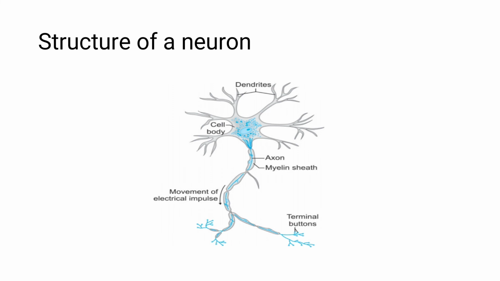Let's see the structure of a neuron. You have dendrites, you have the cell body, you have the axon, you have the myelin sheath, you have the movement of electrical impulses, terminal buttons, etc. From the dendrons, the information moves to the cell body, and some axons have a myelin sheath, and through the axon the movement of impulses takes place, and it goes to the terminal buttons.